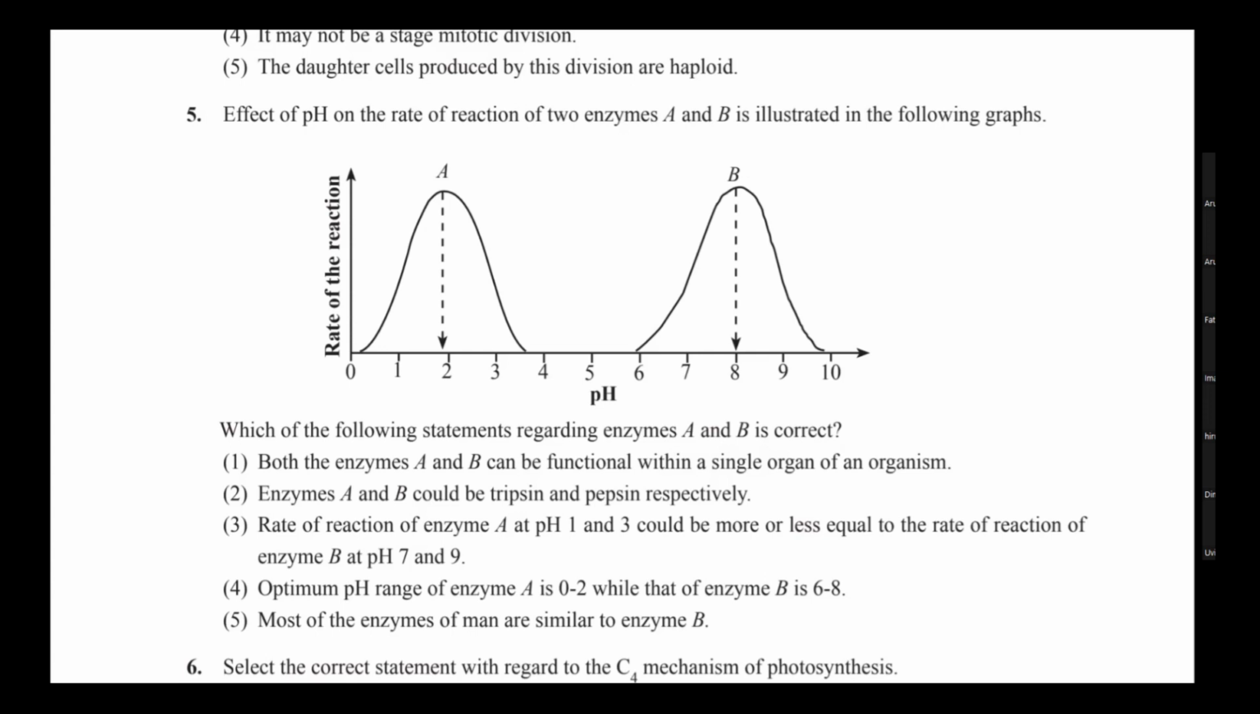What are the characteristics? Most enzymes are globular proteins. Most, not all, most. Then they are considered as biological catalysts. So they lower the activation energy of the reaction. They catalyze and increase the rate of the reaction. Okay. But in chemistry, it's a different thing. Here, they lower the activation energy and increase the rate of the reaction.